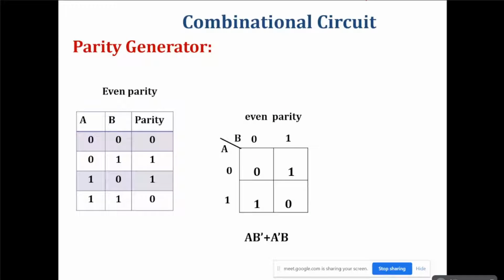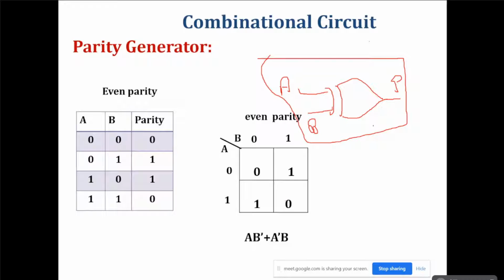Okay, so how to implement? Just a simple implementation. If we talk about the even parity, the implementation is very simple here, which is a simple XOR gate we can utilize for the implementation of this even parity if the code is of 2 bits. If the code is of 2 bits, it's very simple to generate the parity bits here. Okay.